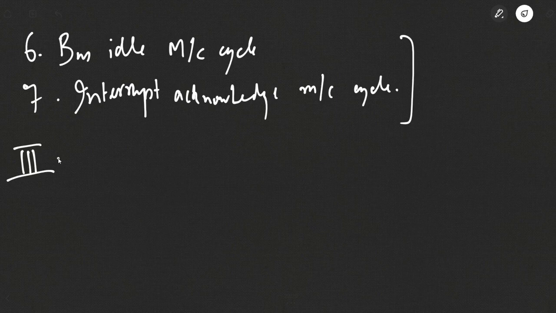And we have enlisted 7 different types of machine cycles that a microprocessor executes for different types of instructions. For each, we have established the time taken for completion of that machine cycle. That depends upon the clock cycle of the microprocessor, which is 0.32 microseconds. Then we have the T states of the microprocessor.